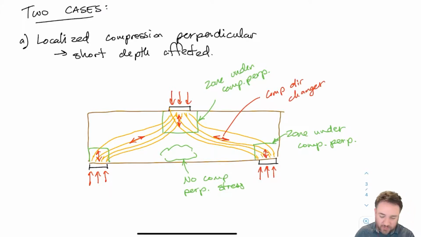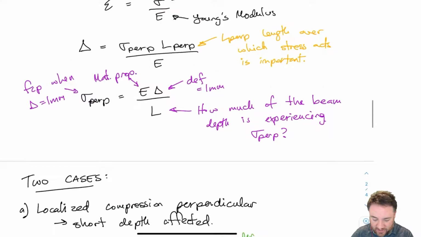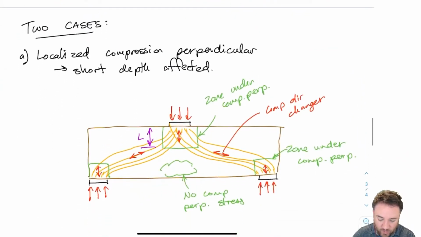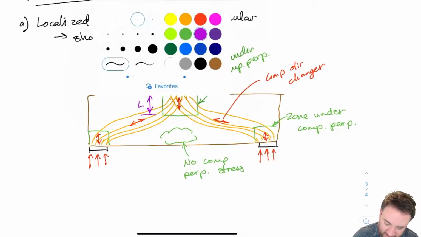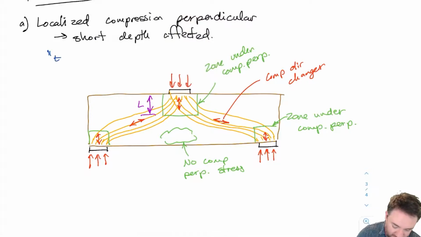Okay, so you have to remember back to mechanics. If I'm looking at what is the L, then underneath this load here, I have some L, and it's definitely not the full depth of the member. So we have some effective L, and that L is the L that I was talking about back here, the L over which that stress acts to create that 1 millimeter deformation at the top. And this case here is what is called in the standard the effect of all applied loads.